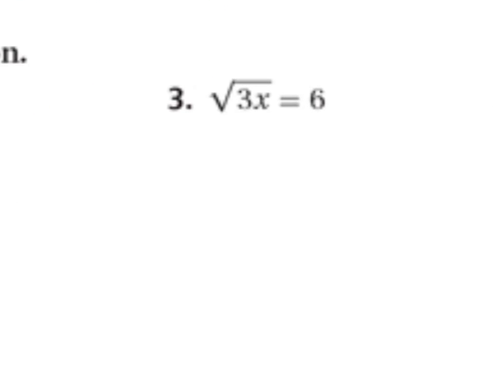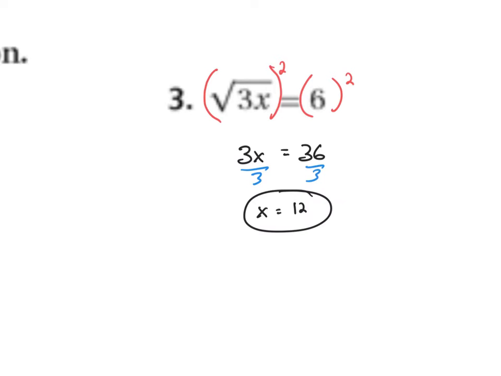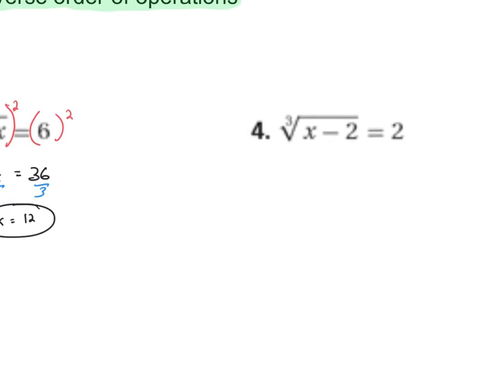Okay, let's try this one. Okay, I need to undo the left side. Well, it's being square rooted, so let's just square the left side, which also means you need to square the right side. So that will free up my 3x is equal to 36. Let's divide by 3 on both sides. We get x is equal to 12. There we go.